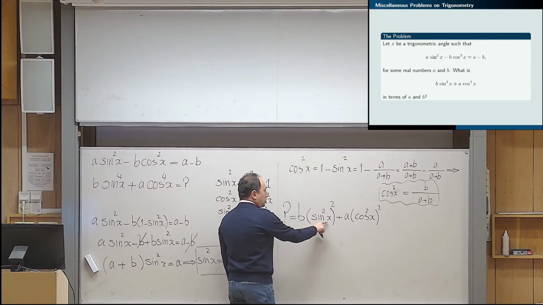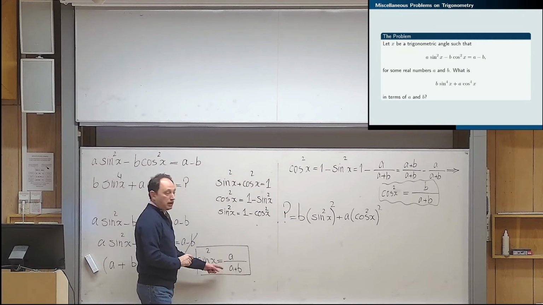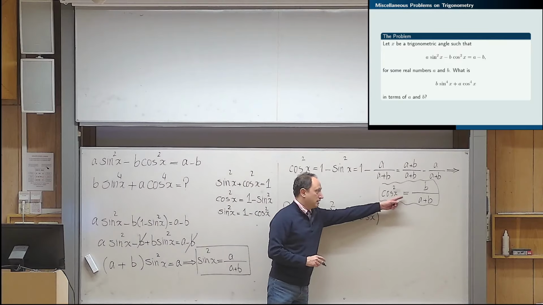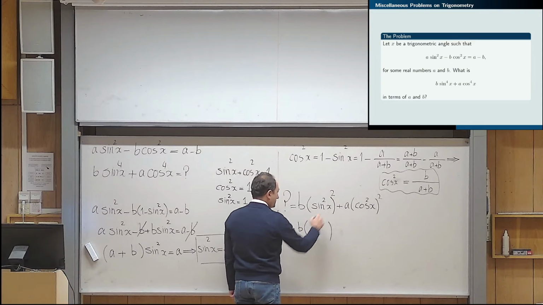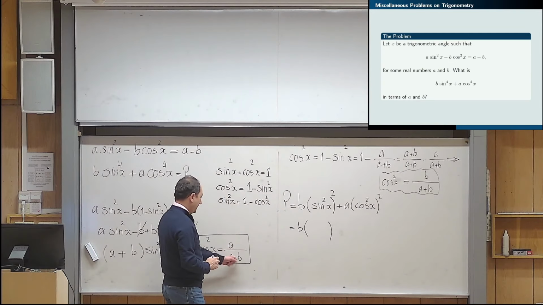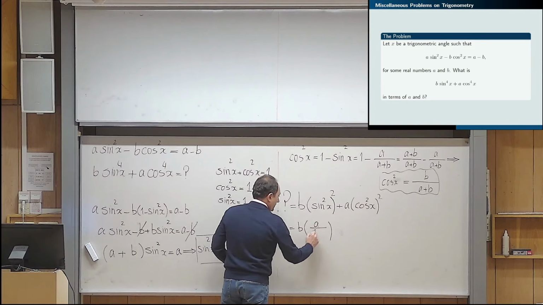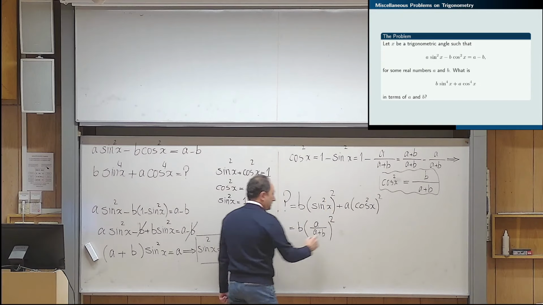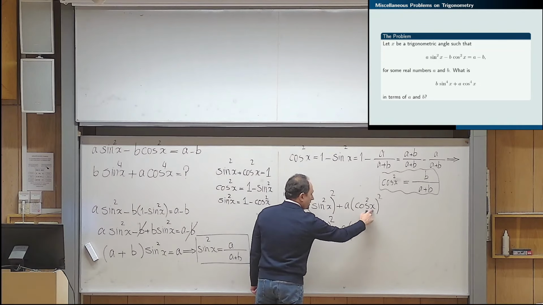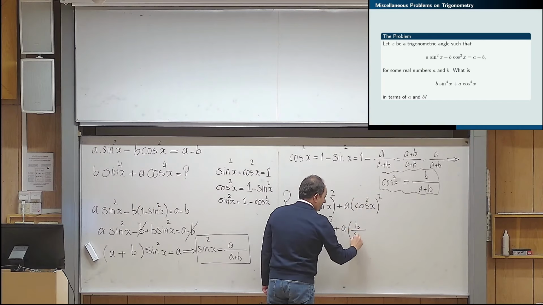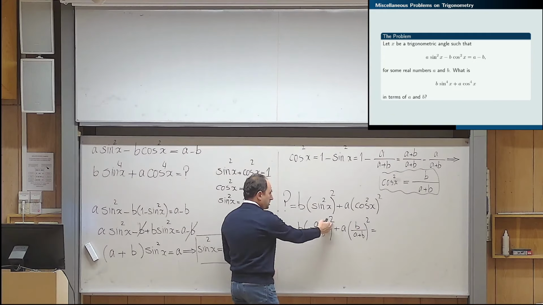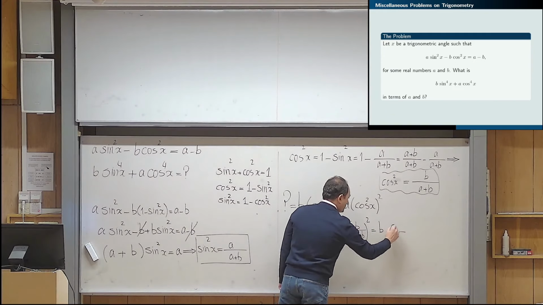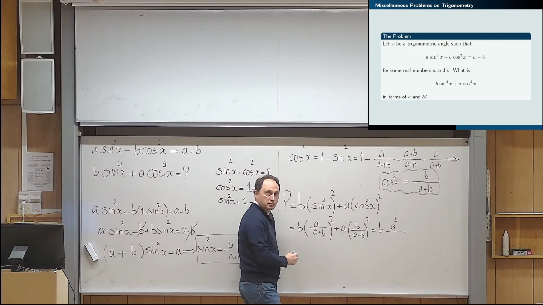Okay, but now I know what sine x squared is. This is this guy. And I know what cosine x squared is. That one. So what can I do? I would say that b, instead of sine x squared, I just write a over a plus b. What I have written is just for this part, and then I have another power of 2 there, and then plus a, and then instead of that expression I write b over a plus b, but I have another power of 2 there. But then I have a fraction raised to a power, so this means that I have to raise the numerator to that power and then the denominator to that power.